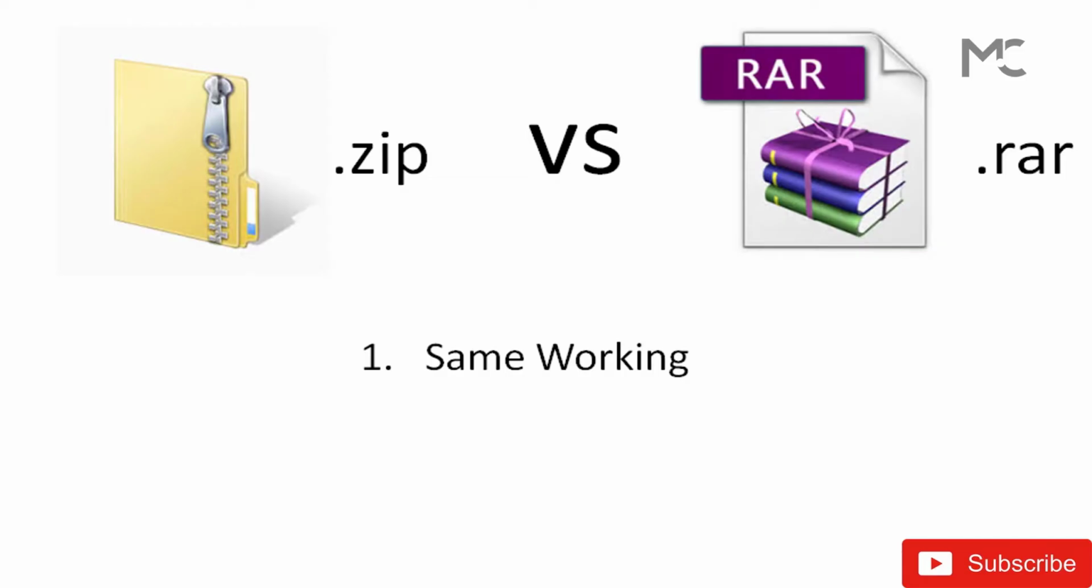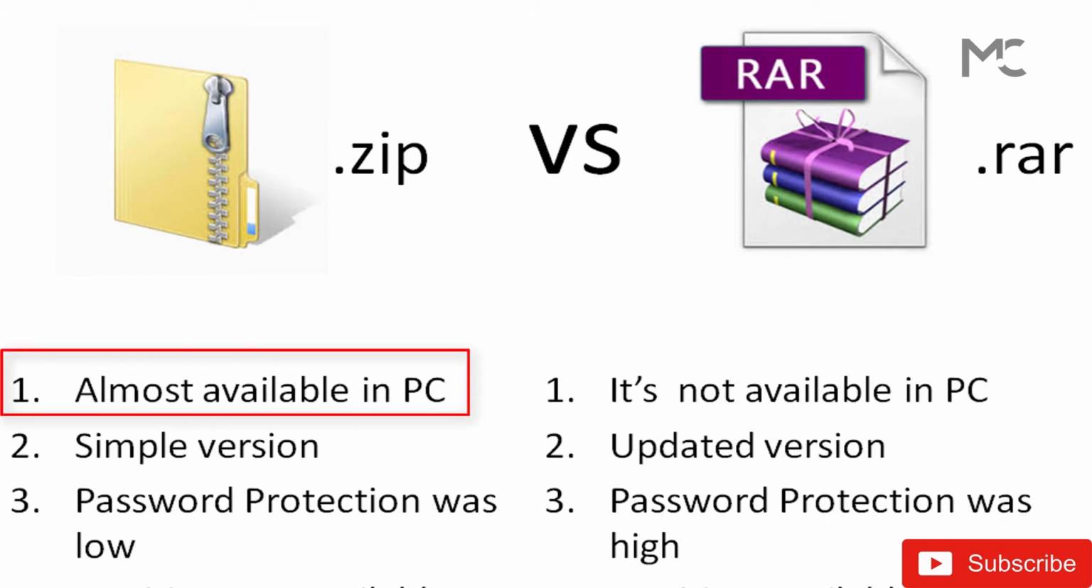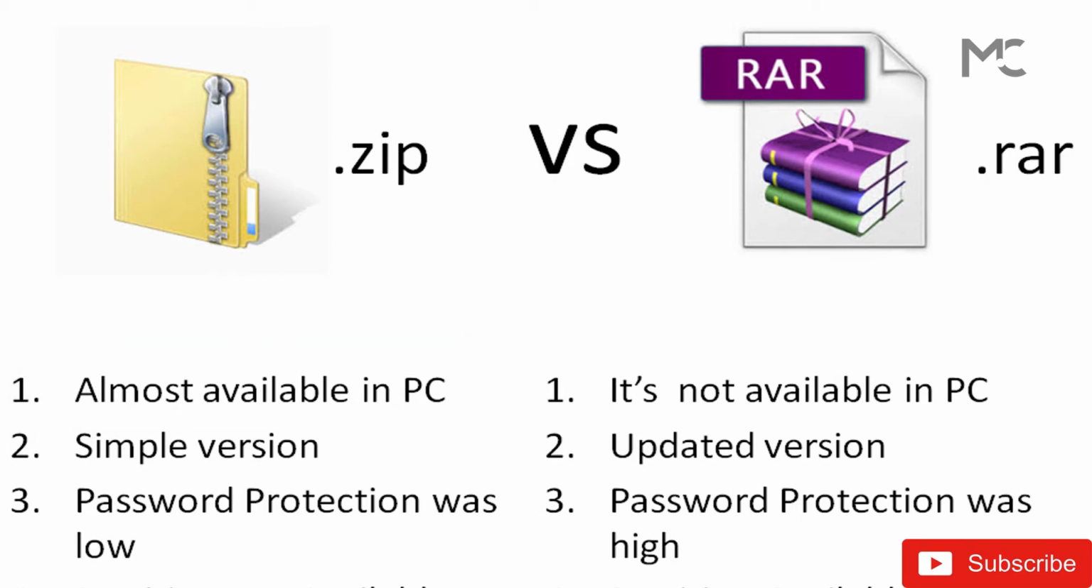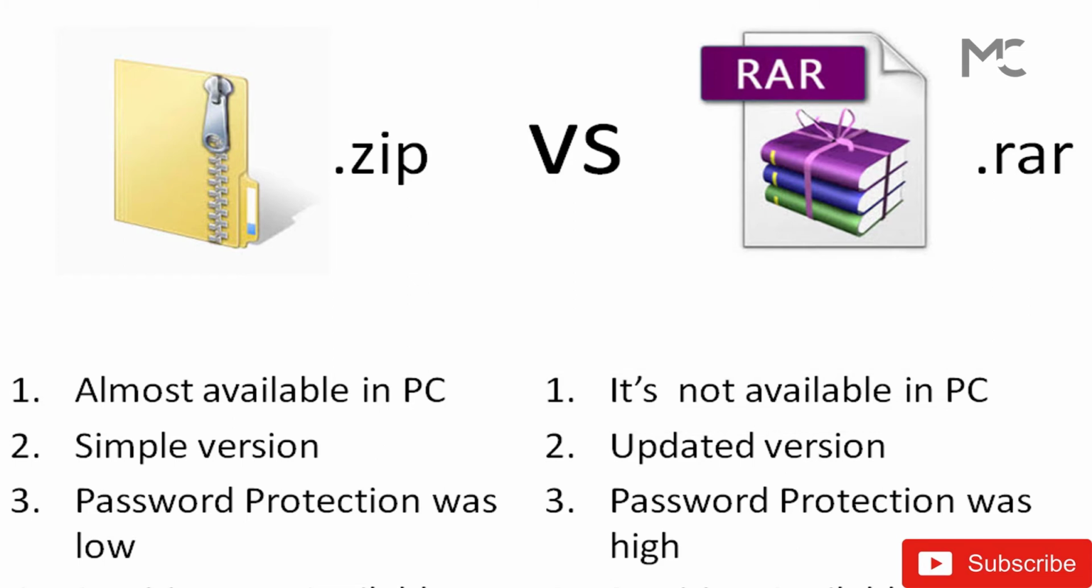First, one similarity between zip and RAR files. Both files work the same for extraction and compression. But both files have some dissimilarities. Let's see. A zip file can be easily extracted on a PC, because every PC has this capacity. But RAR files cannot be extracted and compressed on every PC. It needs software. You can download the software from a link given in the description.